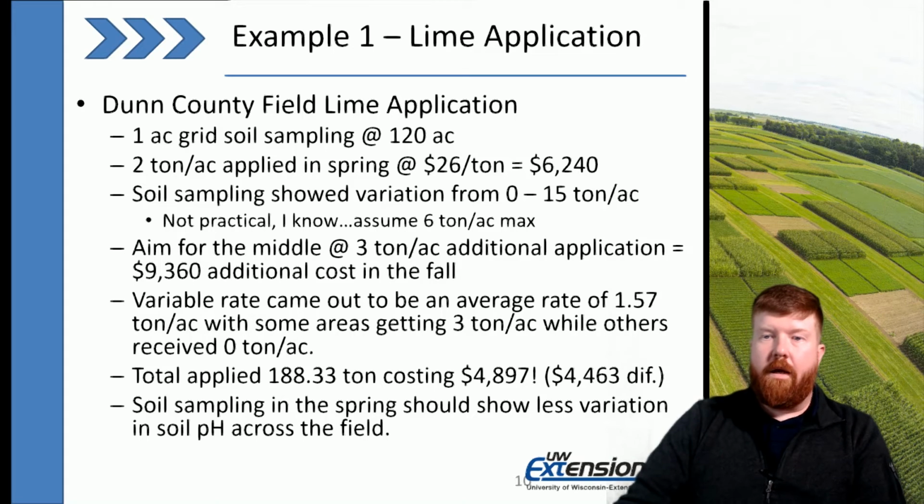That's quite a bit. If we look at the variable rate, it came out to be an average rate of 1.57 tons per acre over that field, with some areas getting 3 tons per acre, others receiving 0. So we applied 188.33 tons, costing $4,897. That was a difference of $4,463. So we actually saved that amount of money by not applying the 3 tons per acre uniformly across the field.